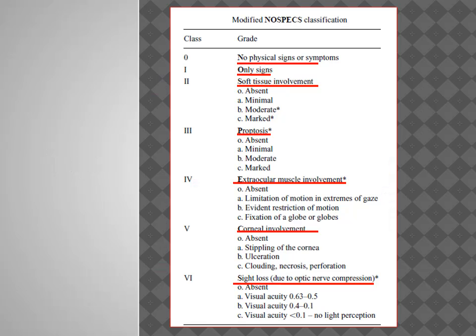There are many classifications for thyroid eye disease. The most common and famous one is called the NO SPECS classification. It's divided into class 0, where there are no physical signs or symptoms, and class 1, only signs. Class 2 means soft tissue involvement, 3 denotes proptosis, 4 extraocular muscle involvement, 5 corneal involvement, and 6 sight loss due to optic nerve compression.